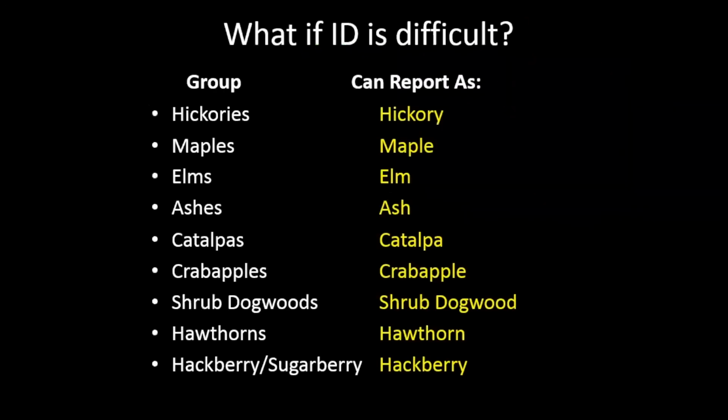So what if your ID is difficult? We're fine with you reporting tree species simply as hickory. So if you know it's a hickory, but you're not sure exactly what type of hickory it is, you can just record hickory. The same with maples, elms, ashes, catalpas. You do not have to know the specific species.